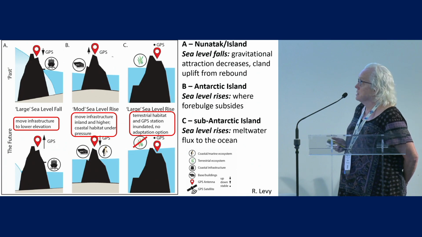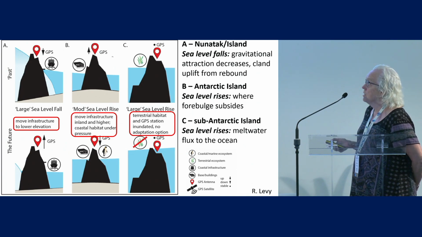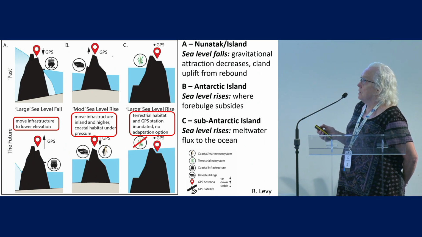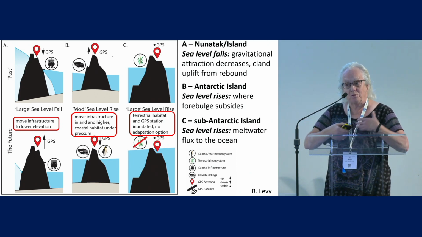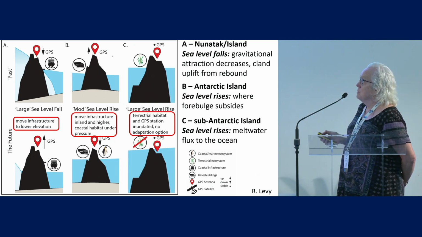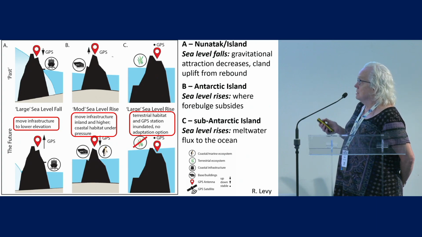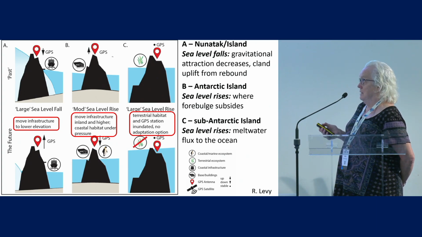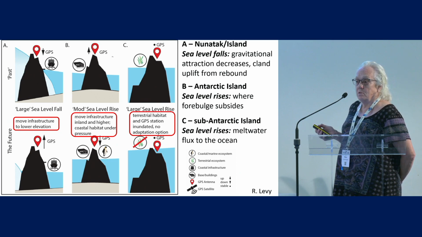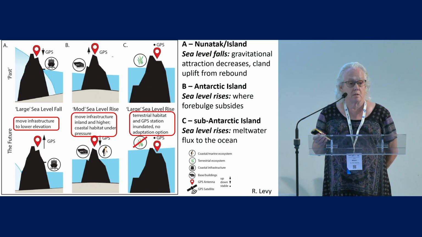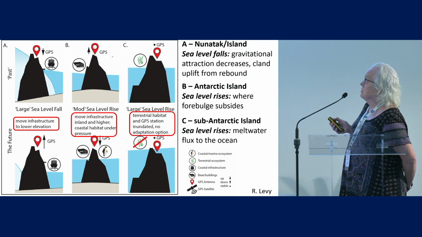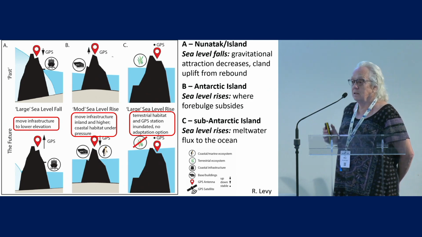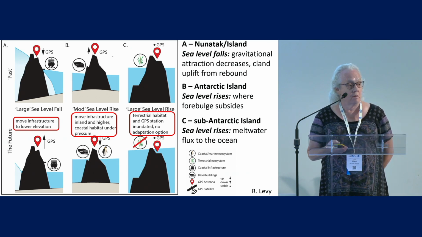So putting this in the context of infrastructure, with sea level fall, we may need to change navigational access for ships to get to coastal stations. We may need to move our infrastructure to lower elevation. But in the offshore island scenario, you'd have to move it higher. And of course, it puts critical habitats under pressure. In the far field, you may lose your terrestrial habitat. It's inundated and there's really no adaptation option.